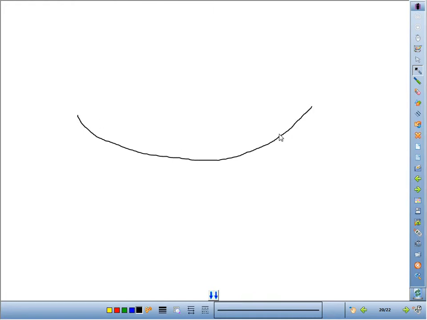Okay, and this looks like a parabola, doesn't it? So here's a dish, and I think it has a triangular thing like this, and then it's got a receiver. So this is what happens.